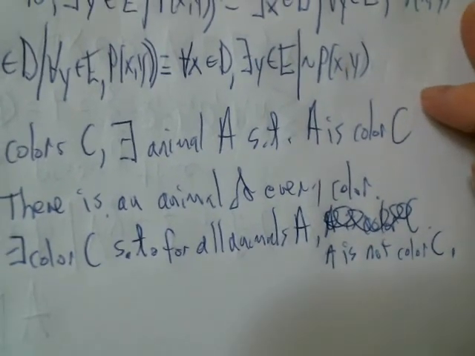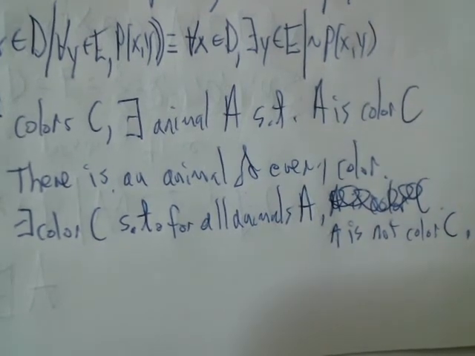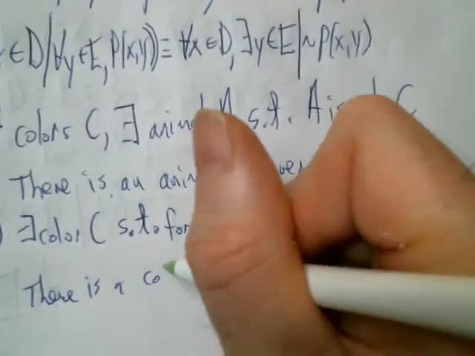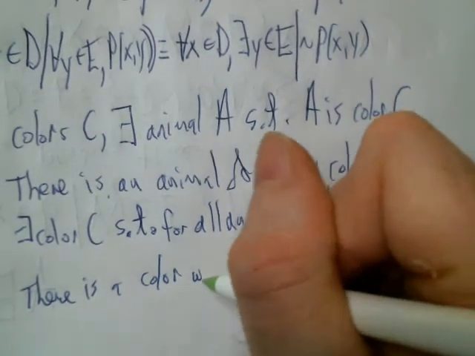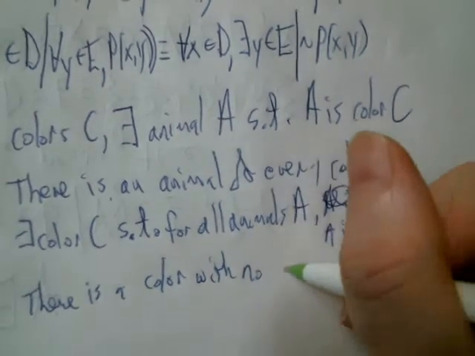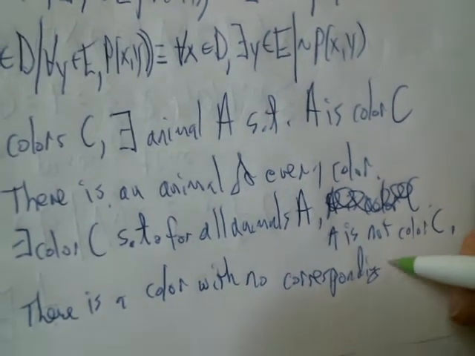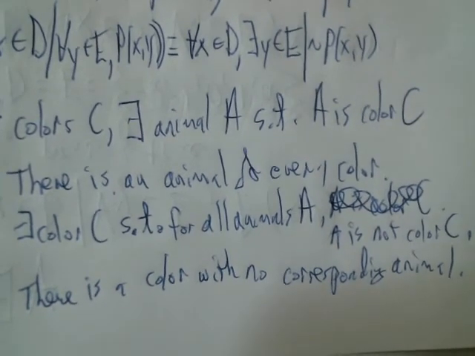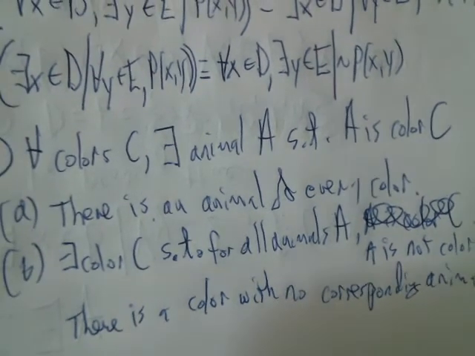So there's some color out there such that there's no animal that has that color. Informally, maybe we say there is a color that has no corresponding animal. And again, this is not uniqueness. There could be more than one color out there with no corresponding animal.